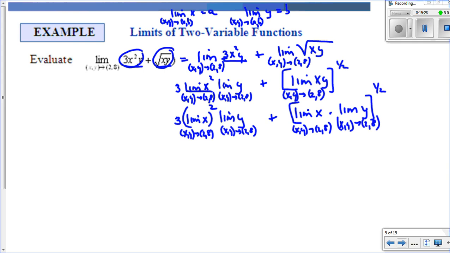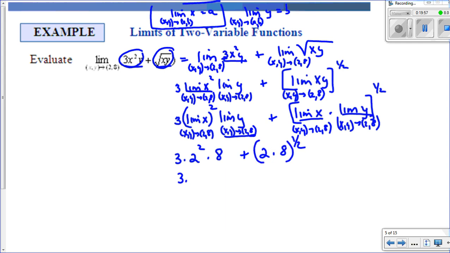Okay, now we've got it broken down to be just constants and limits of x and limits of y, where the limit of x as xy approaches A,B is just the x coordinate, which is A. So this is just going to be 3 times 2 squared. The limit of the y as xy approaches 2,8 is whatever that y value is, which will just be 8. Likewise here is just going to be 2 times 8. So we've got 3 times 4 times 8 plus 16 to the 1/2. So that's 96 plus 4 gives you 100.